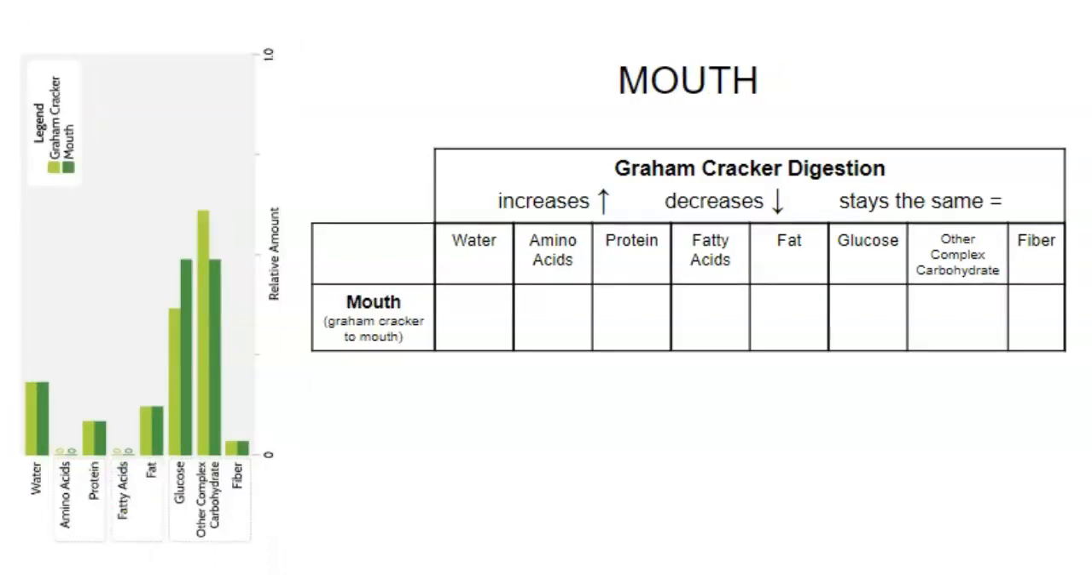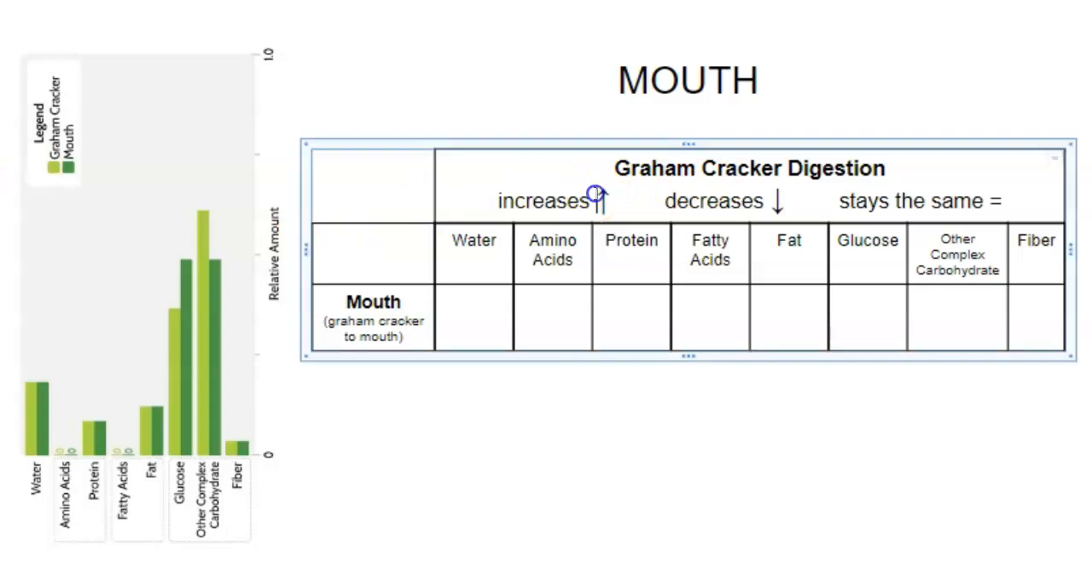So let's walk through how to fill out this chart. What we need to do is put increases, decreases, or stays the same in this chart. Now, you can either copy and paste these little symbols like the arrows, or you can just write increases, or you could put an I for increase, a D for decrease, S for stays the same.